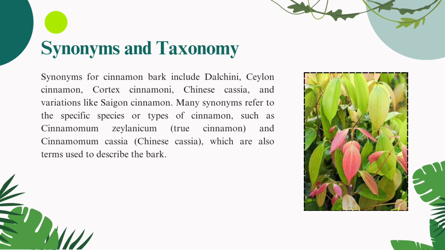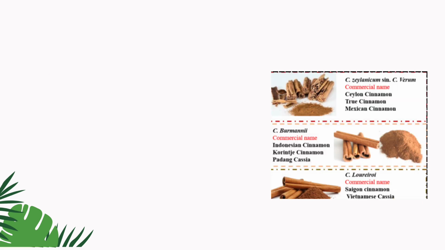Synonyms and taxonomy. Synonyms for cinnamon bark include dalchini, Ceylon cinnamon, Cortex cinnamomi, Chinese acacia, and variations like Sichuan cinnamon. Many synonyms refer to the specific species or types of cinnamon, such as Cinnamomum zeylanicum, true cinnamon, and Cinnamomum cassia, Chinese acacia, which are also terms used to describe the bark.